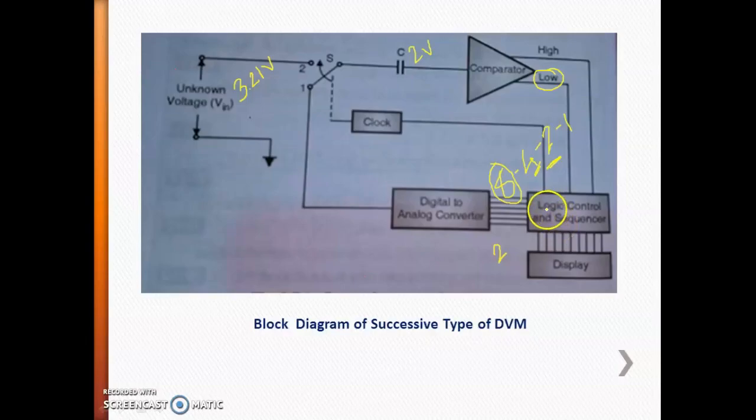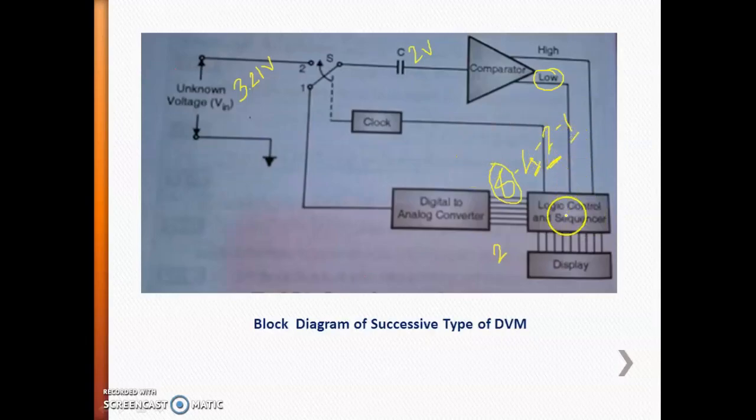Okay, that means when a low signal is generated from the comparator, in that case the logic control and sequencer will retain or store the previously generated code. The previously generated code was 2. And the next step is, again the sequencer will generate the next code. The next code, that is the next sequence, is 1.